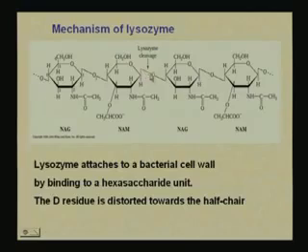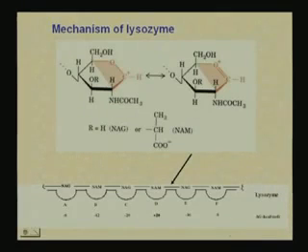Then we have the lysozyme that acts exclusively on this bond. It does not cleave this bond. It is that specific. So it will only cleave the beta 1,4 glycosidic linkage. What does it do? The lysozyme attaches to a bacterial cell wall by binding to a hexasaccharide unit. What is this hexasaccharide unit? It is the A, B, C, D, E, F alternating NAG-NAM units that we saw in the previous slide.